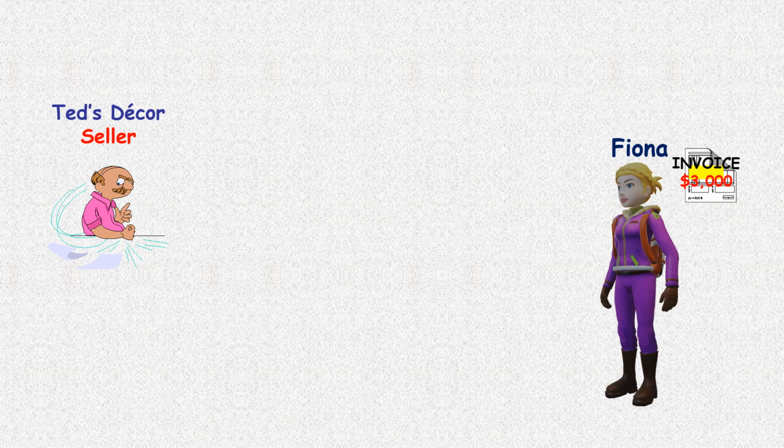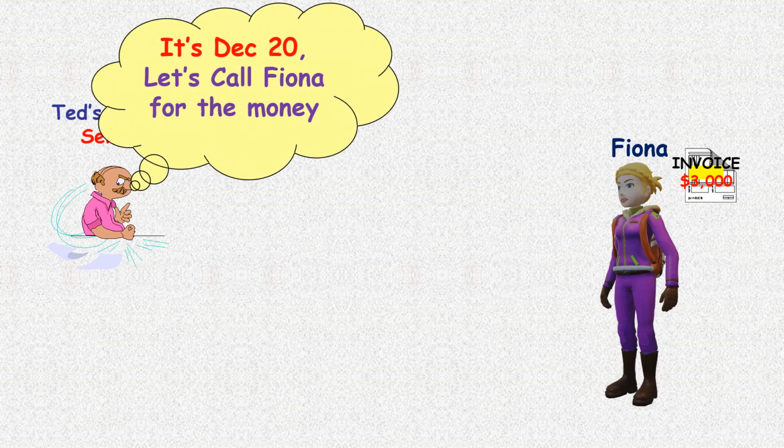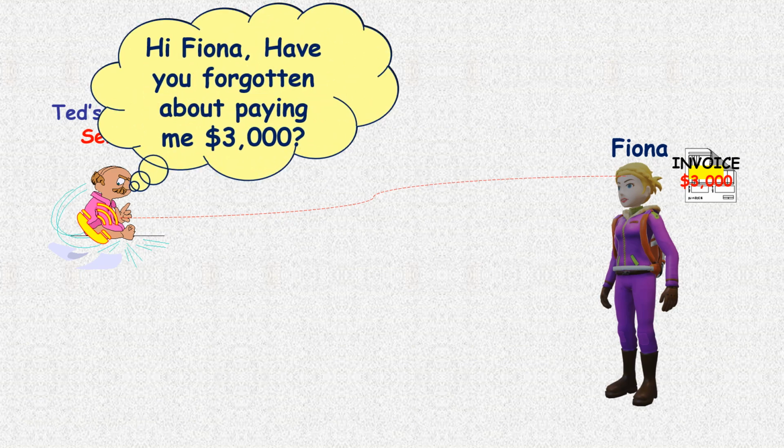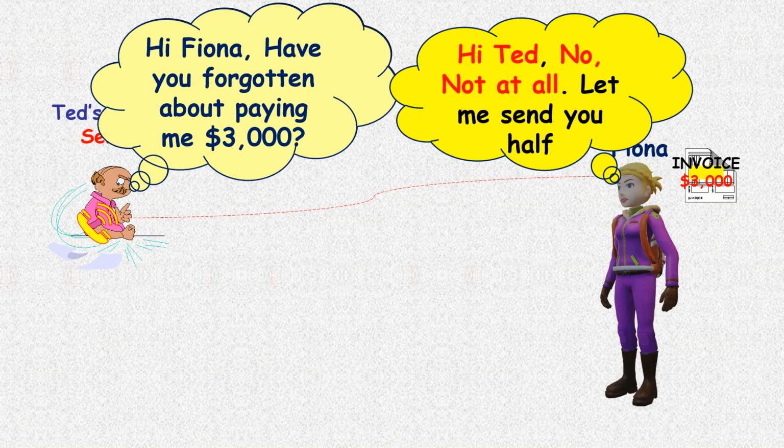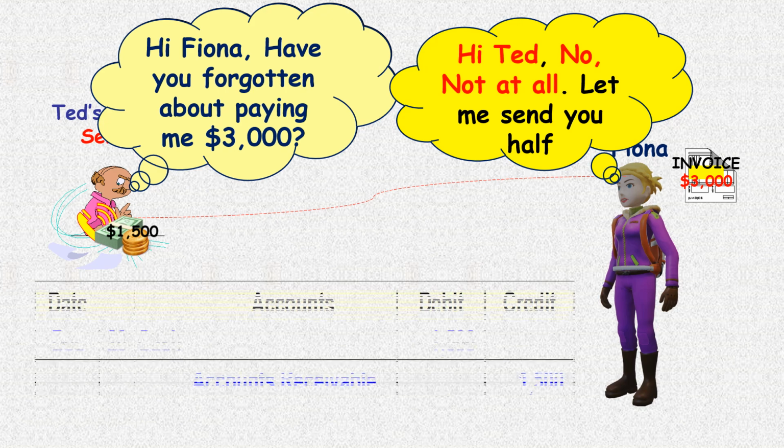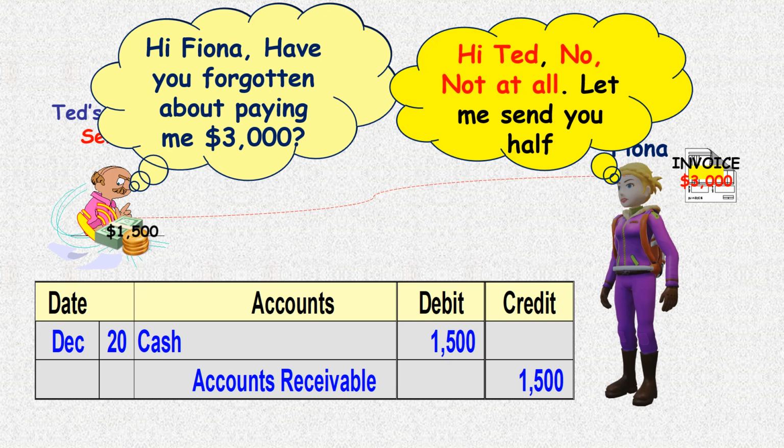Now, businesses generally don't use the direct write-off method. So I'm going to illustrate what methods they use by continuing the example with Fiona. On December 20th, Ted calls Fiona for the payment and asks Fiona to pay. Fiona says she's going to pay half of the money. So she pays half of the $3,000 to Ted. When Ted gets that money, he is going to debit cash, and this is coming from receivables, so we'll credit the receivables.